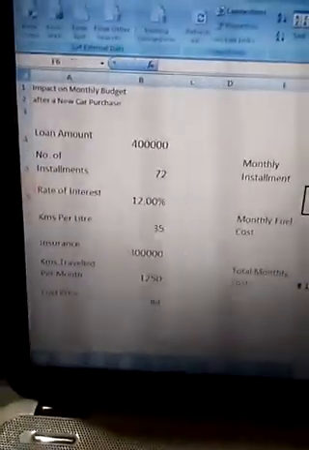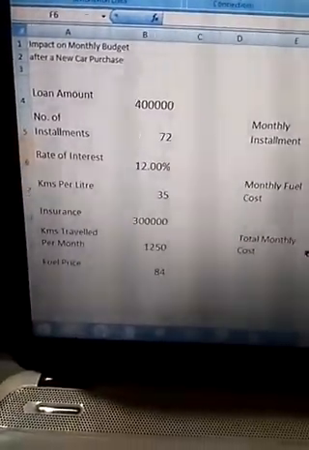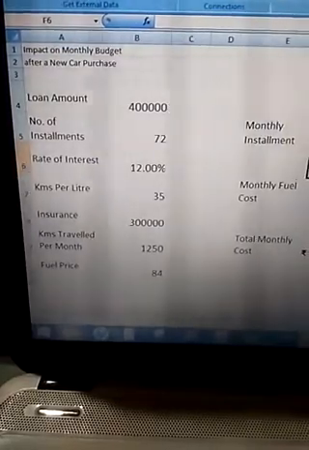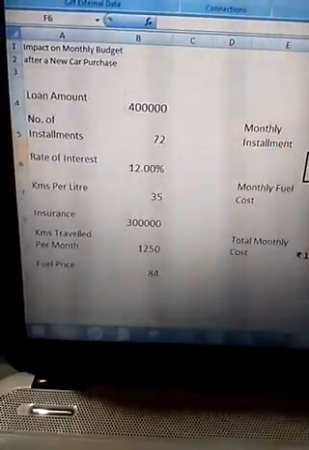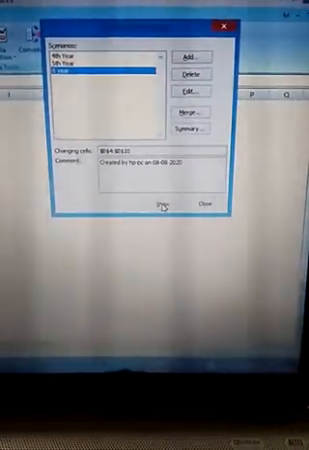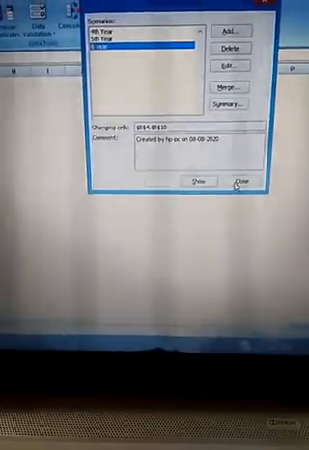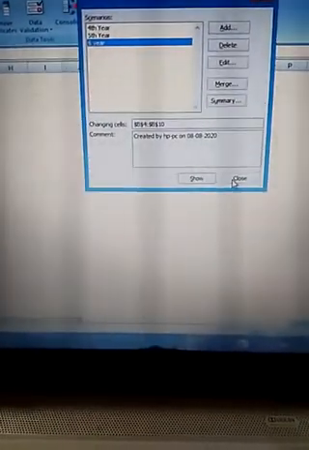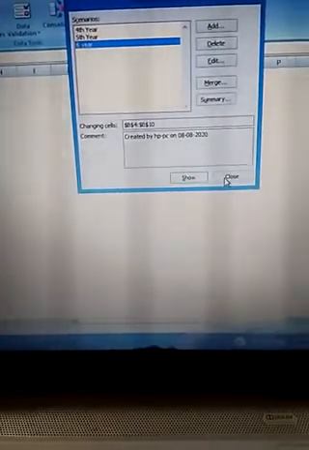Otherwise you have to write down the formulas for the different numbers of installments for these 3 years. So that is why this Scenario Manager is a very important tool in Excel. So I think with the help of this video you will be able to understand how we can make changes and how we can create the Scenario Manager.